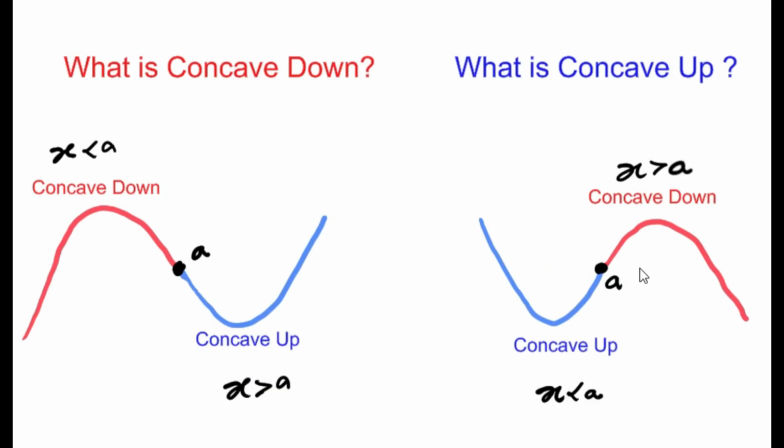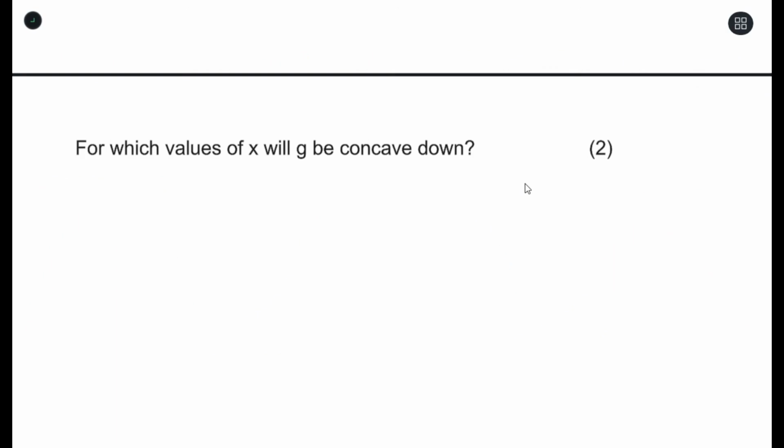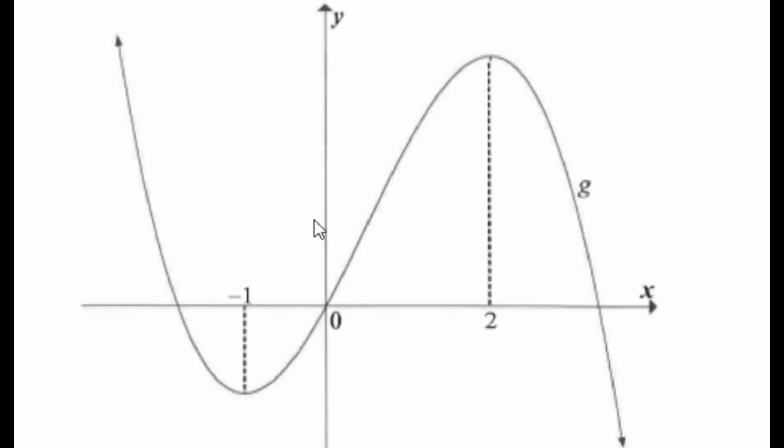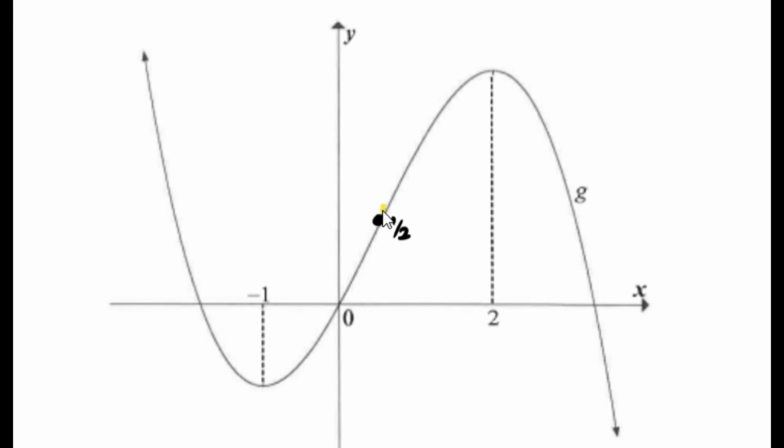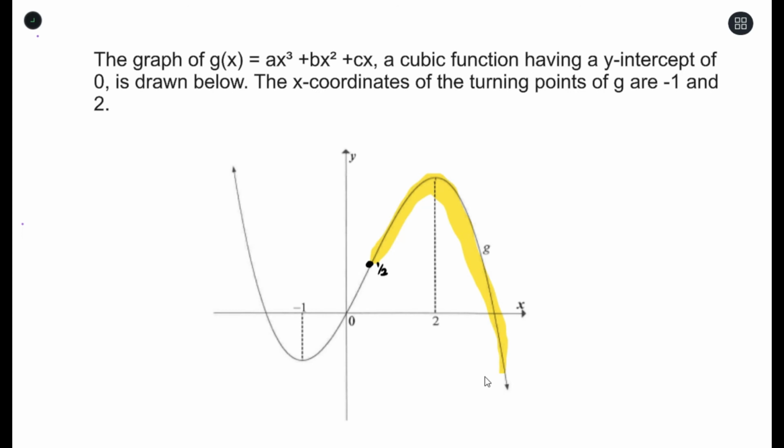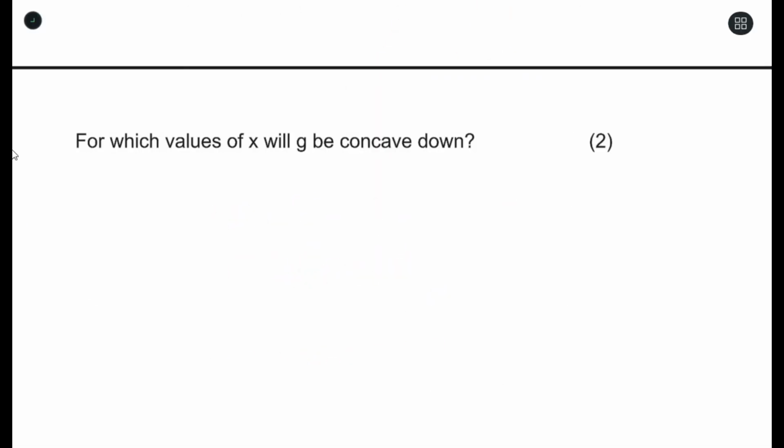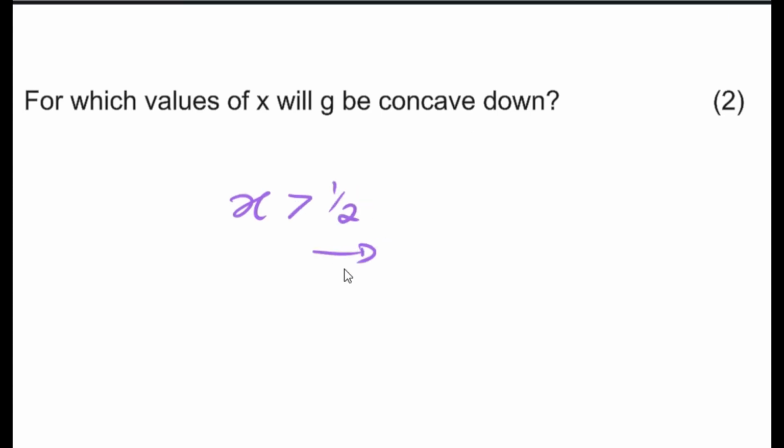Now let's use this information to answer our question. The question again says, for which values of x will g be concave down? Let's go back to our graph. The point of inflection is somewhere around here, which is a half. The concave down part for this graph would be after our point of inflection, which represents this part of our graph. So all we need to write down is x is greater than a half. So our answer would be that, and that's it.